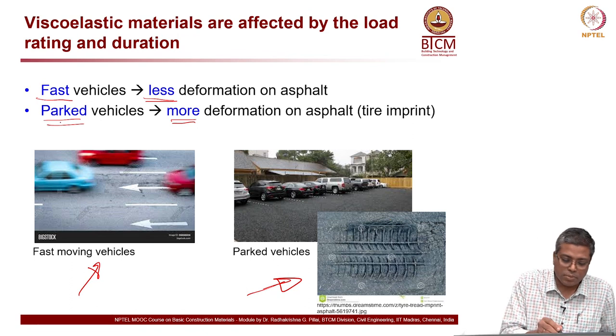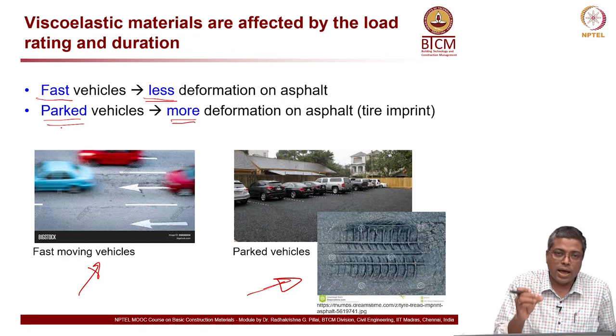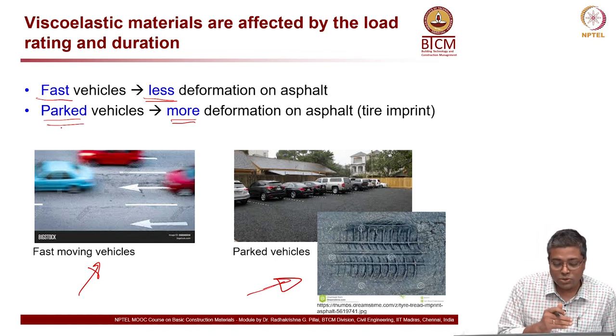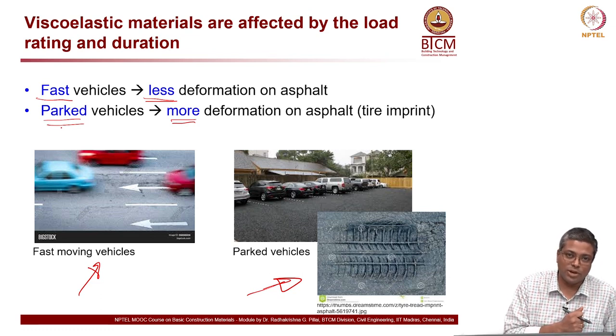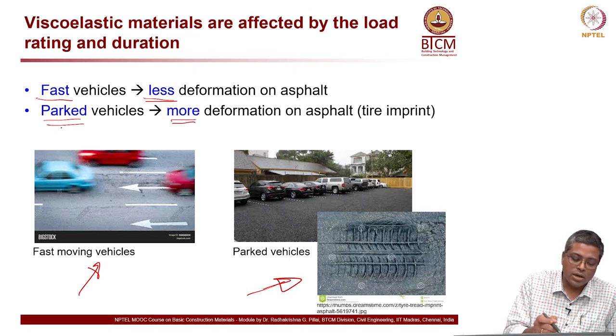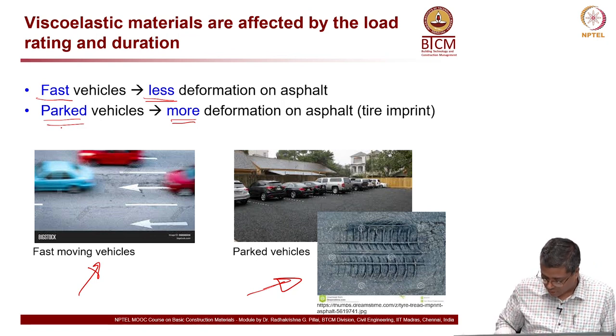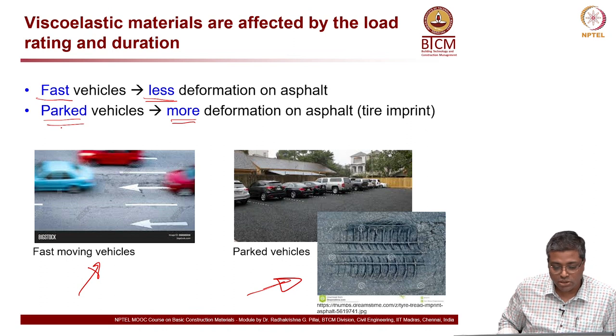And it's like when the vehicle is parked, the duration of the load application is more, and hence you see more deformation on asphalt, even though the weight of the vehicle might be less. In other words, you can even have an imprint even if it's a cycle, for example, okay. But for fast moving vehicles, even at a higher load, you will not see as much deformation. That's what you have to look at. So, you have to look at the duration, and also the magnitude of the load. Both are important to consider when we think about deformations here.